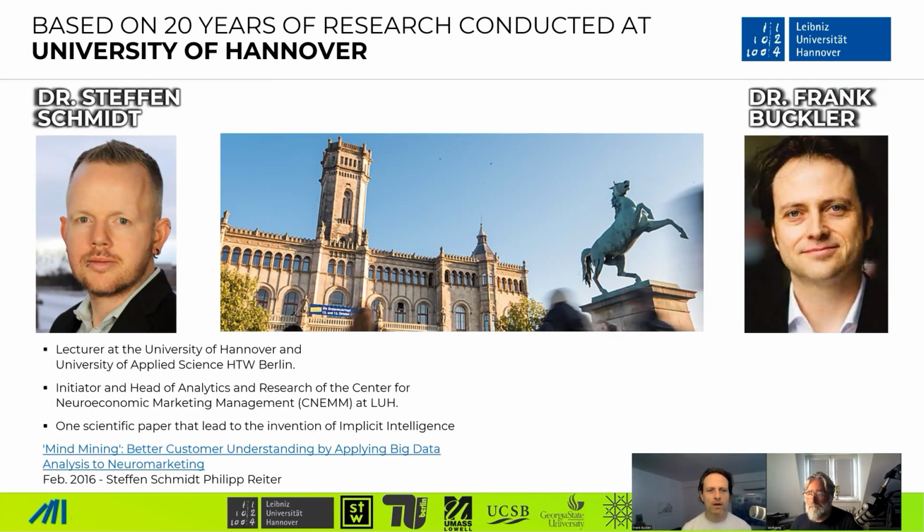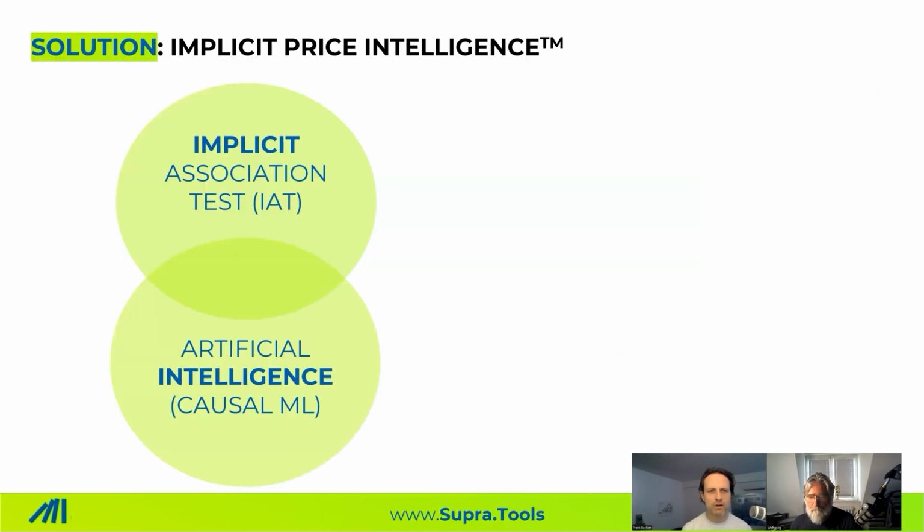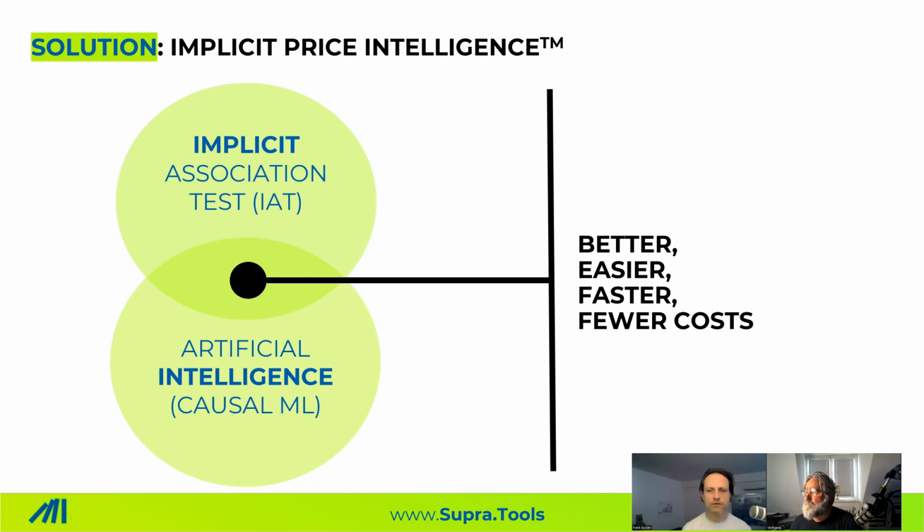unconscious opinions. The method we were building on was first published by Stefan Schmidt and based on research of the University of Hanover. We took that and used machine learning to further reduce and actually eliminate further biases. So implicit price intelligence means that we combine the implicit association test with artificial intelligence to make it better, easier, faster, and at lower cost because it's automated. So why do we need this artificial intelligence or causal machine learning?